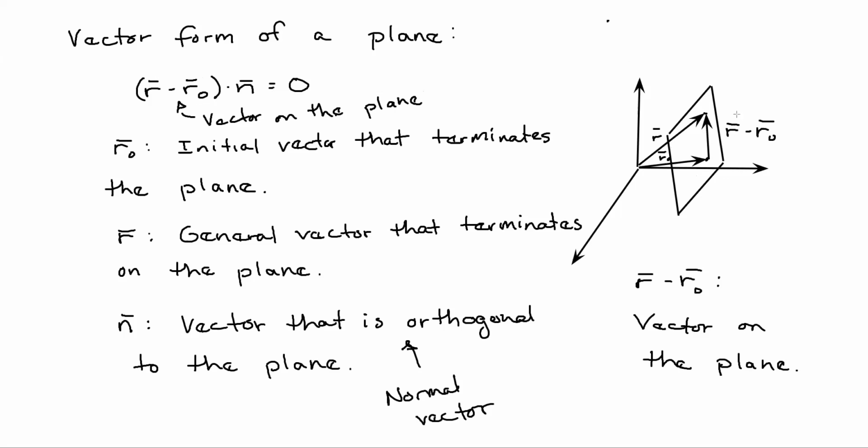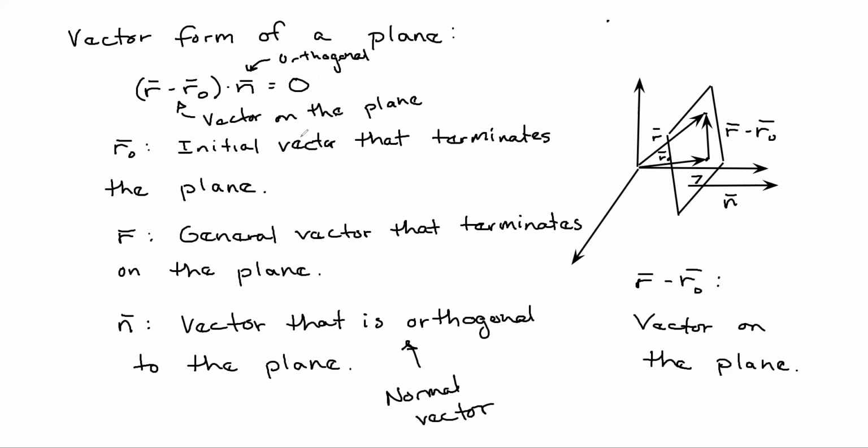Okay, and then finally we have N, which let's just throw over here. Now that is a vector that, what is it? It's orthogonal to the plane, so it's at a 90-degree angle, and it's just sitting here off to the side. Now what happens if you take a vector that's on the plane and you dot it with a vector that's orthogonal to the plane? Then you end up getting 0. So we've got a vector on the plane dotted with a vector orthogonal to the plane, and that's the basis for the vector form of a plane.